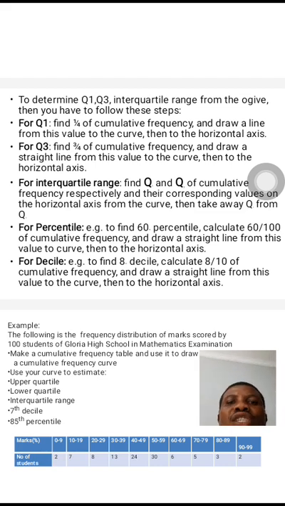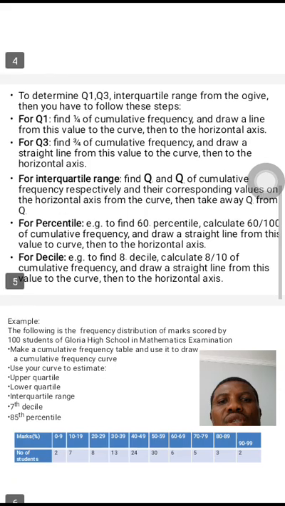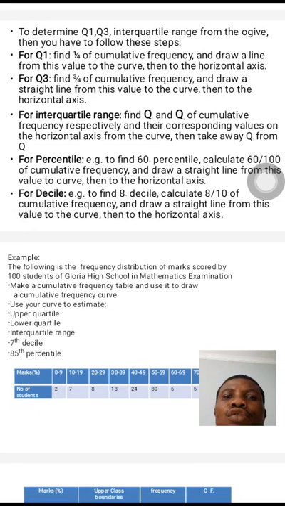For Q1, which is lower quartile, the first thing you are going to do, find 1/4 of the cumulative frequency and draw a line from this value to the curve, then to the horizontal axis. For Q3, you first find 3/4 of the cumulative frequency, that is total frequency, and draw a straight line from this value to the curve, then to the horizontal axis. That is exactly how to get your Q3.